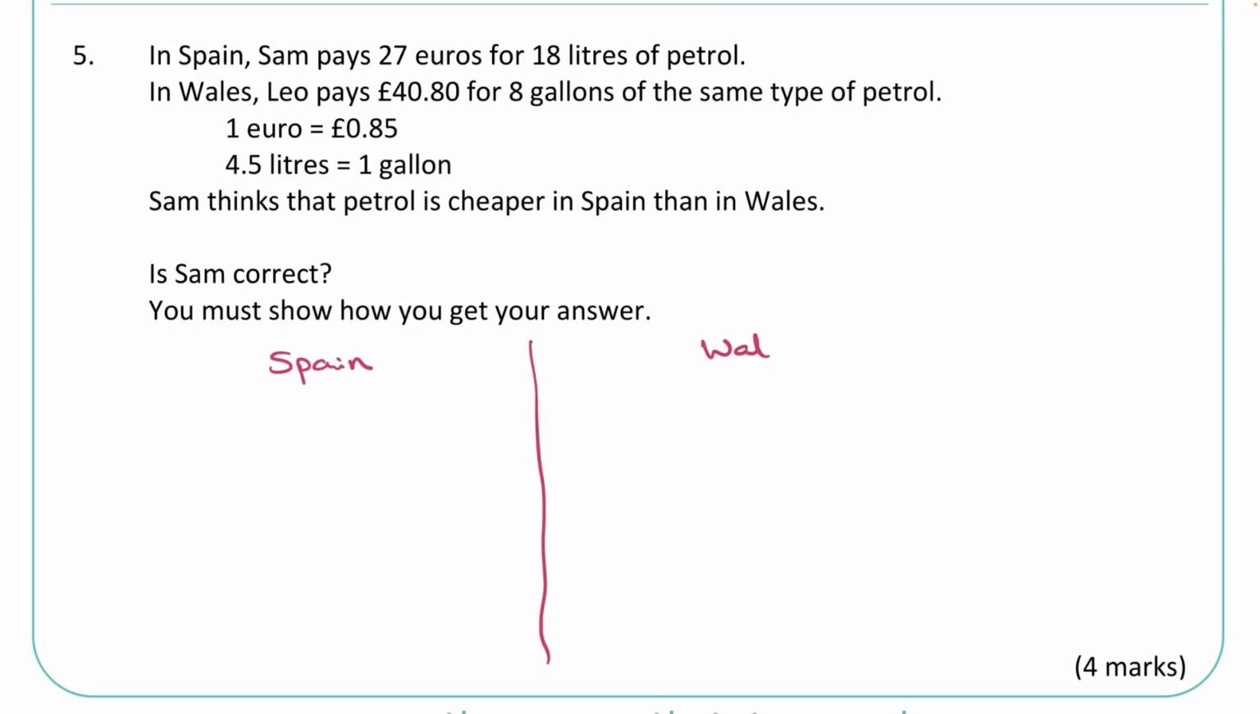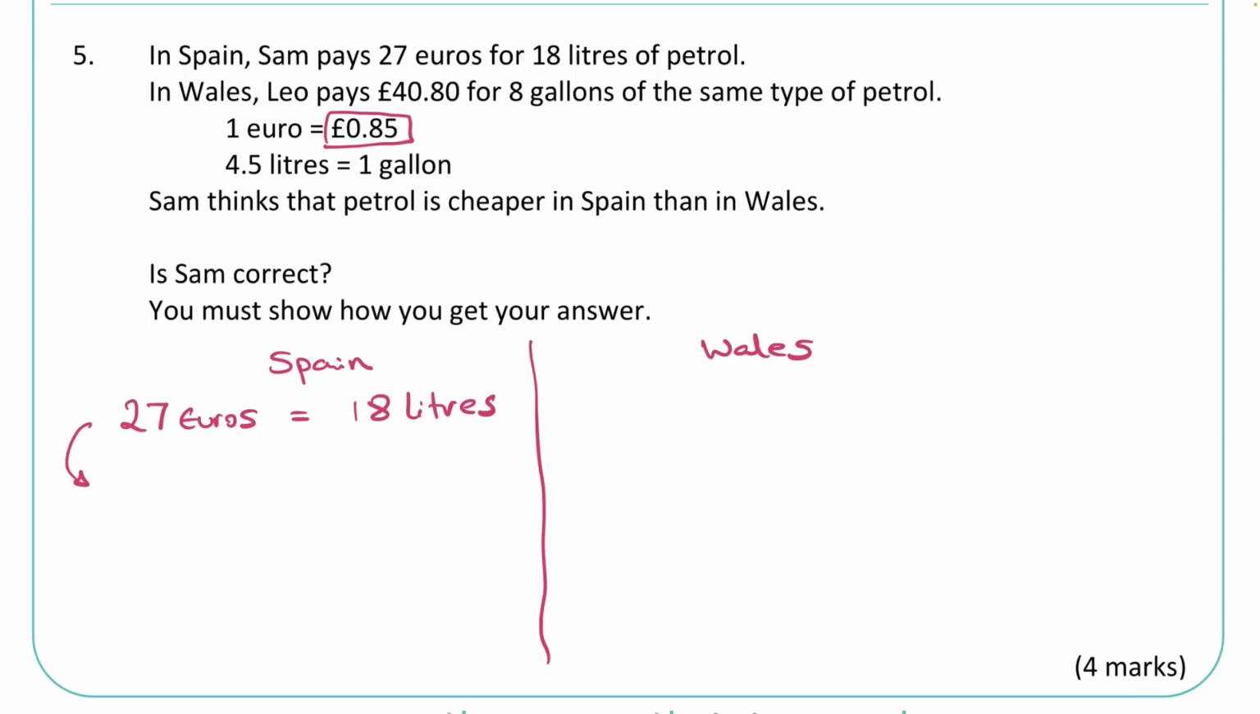So we have Spain and we have Wales. Now in Spain, we have 27 euros, and that is 18 litres. Now for starters, typically in every question, we'll try and convert it to the home currency, in this case, the pound. So we are given the conversion here. €1 is 0.85 pounds, or in other words, the pound number is going to be smaller.